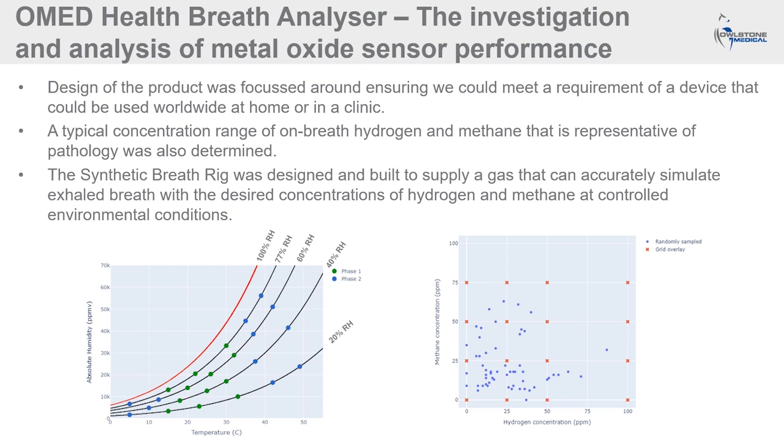In the graph on the right, we can see a grid of hydrogen and methane concentrations. In our research, we found that we could typically expect to see concentrations of up to 75 ppm of methane and up to 100 ppm of hydrogen when collecting breath samples from users. We collected data in clusters across this concentration space and at multiple different environmental conditions.